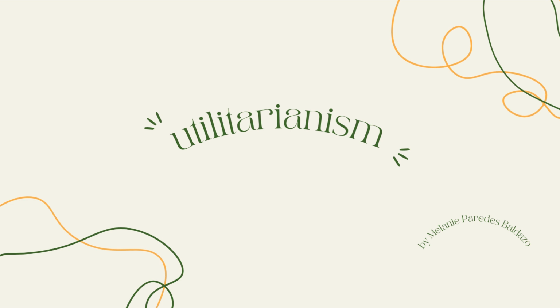Act utilitarianism is a specific approach within the broader utilitarian ethical theory. It is focused on assessing the consequences of individual acts to determine whether they maximize overall happiness or well-being. The core principle behind act utilitarianism is that we should always choose the action that produces the greatest amount of happiness or the least amount of suffering for the greatest number of people.